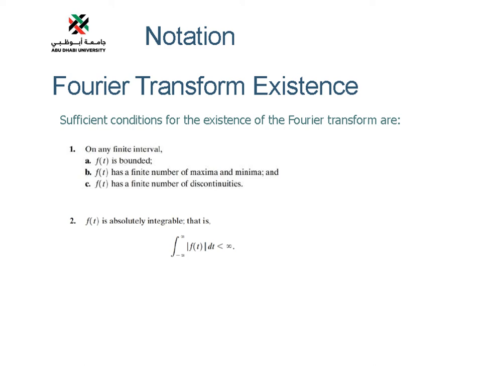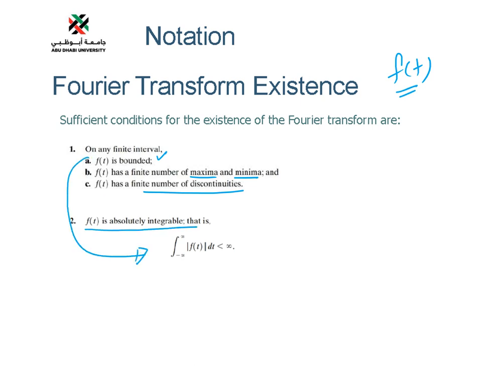Okay, so basically there are some conditions. Whatever signal f of t you are having, only if it satisfies 3 conditions can we calculate the Fourier transform. The first condition is your signal should be bounded. It should have a finite number of maxima and minima, so if you take the derivative, it should have a finite number of maxima and minima. It should have a finite number of discontinuities, and it should be absolutely integrable. Basically, this is the condition of boundedness.